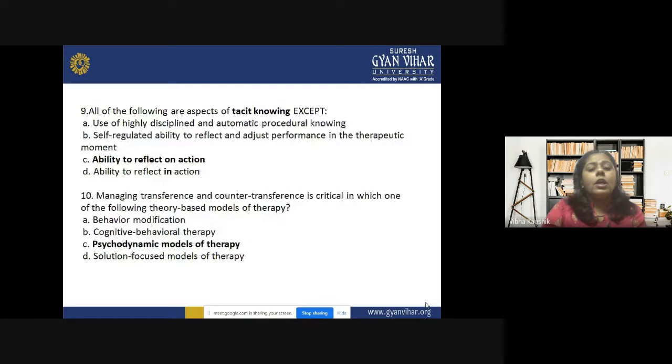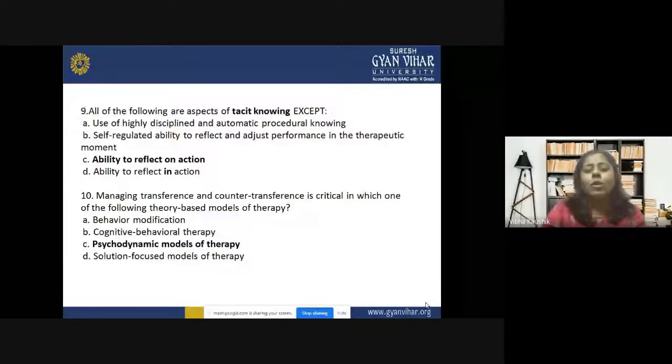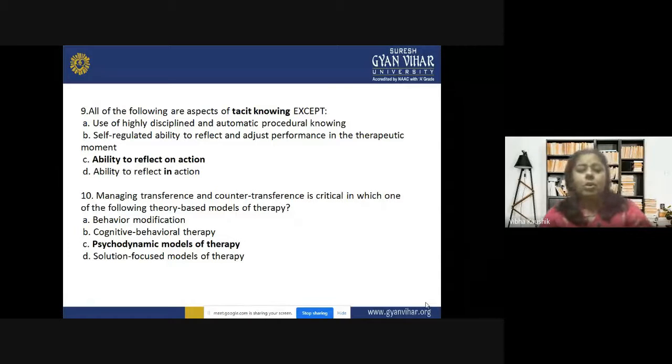Now, the ninth one, all of the following are aspects of tacit knowing except. Now, these are the options. Option A, use of highly disciplined and automatic procedural knowing. B, self-regulated ability to reflect and adjust performance in the therapeutic movement. C, ability to reflect on action, or D, ability to reflect in action.